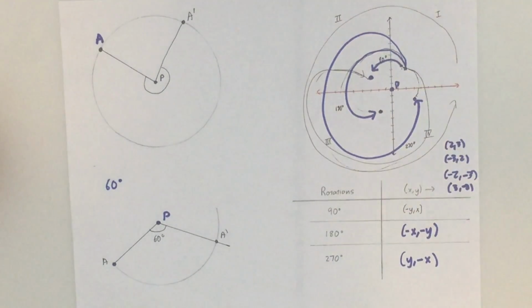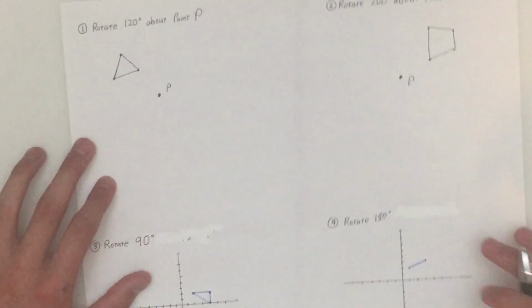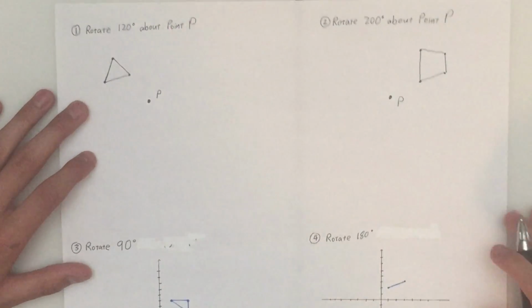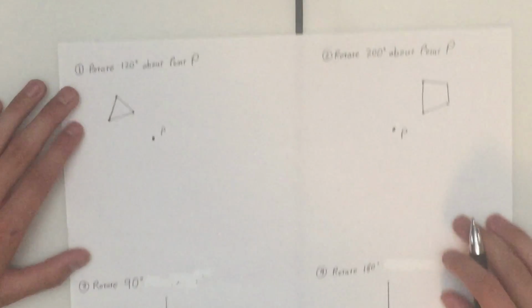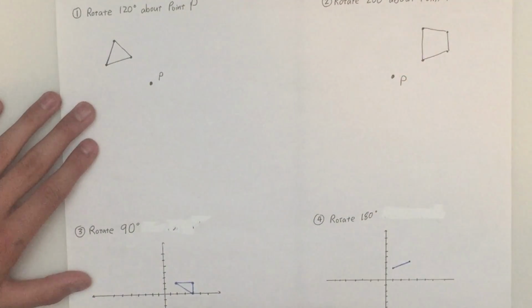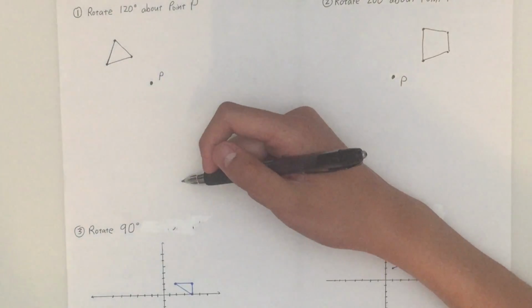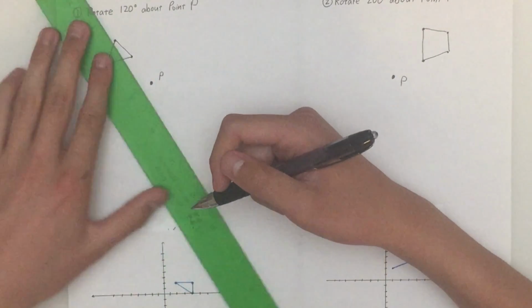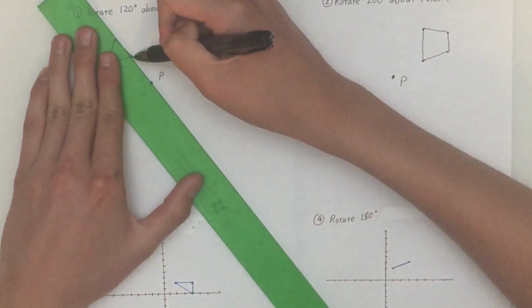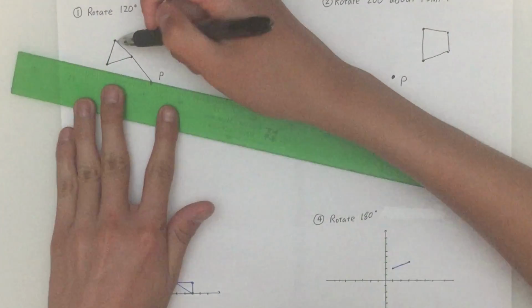So let's move on to some practice problems now. Let's start with this. Rotate 120 degrees about point P. So we did it before with just one point. Now that we have several points, it's going to be a little more difficult, but not too hard. So let's just first find all the segments.